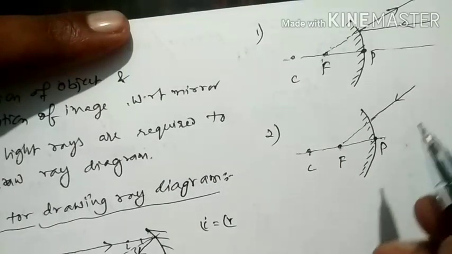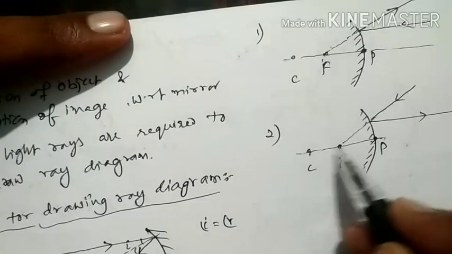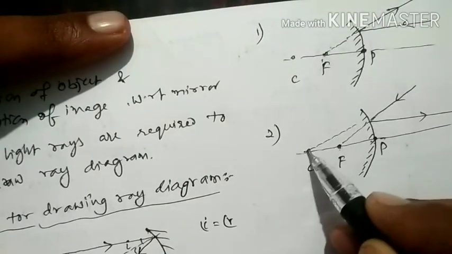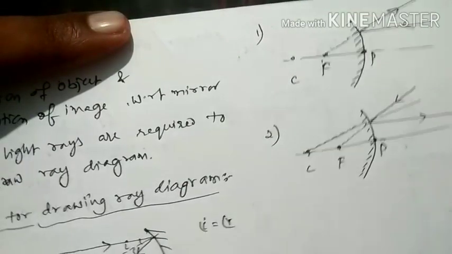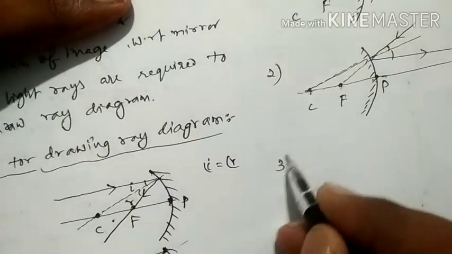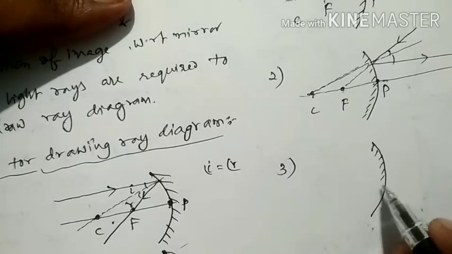The light ray is incident on the mirror like this. After reflection, what happens? It passes parallel to the principal axis. If you want to draw the normal, that normal passes through the center of curvature. So again, the laws of reflection are obeyed. And the third one is a light ray passing through, or appearing to pass through, the center of curvature.